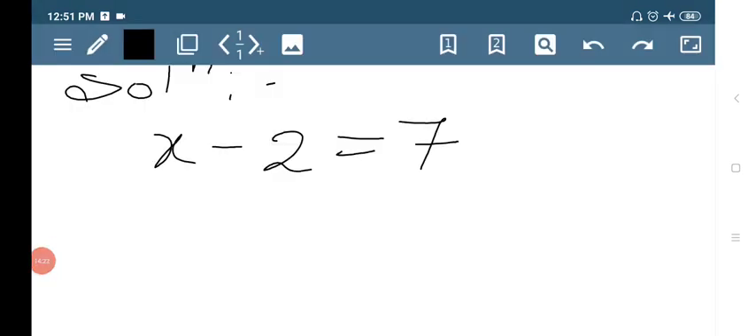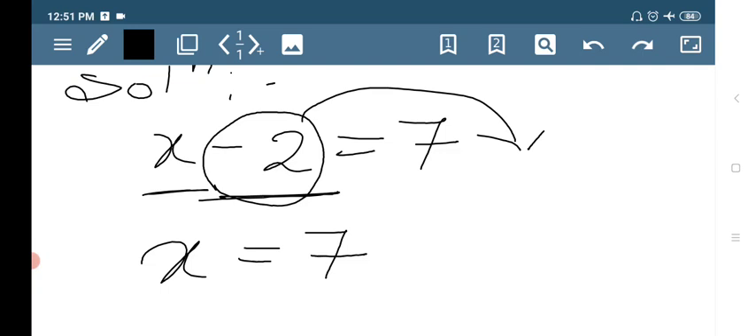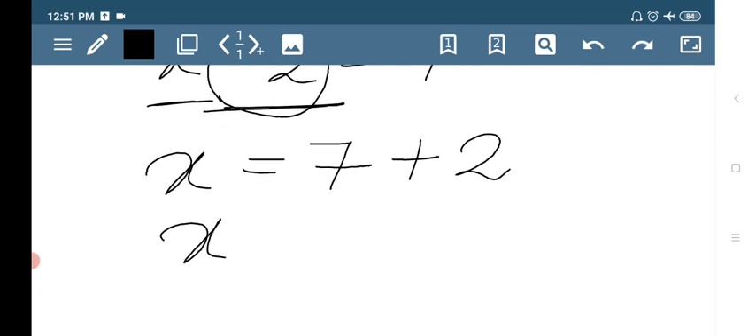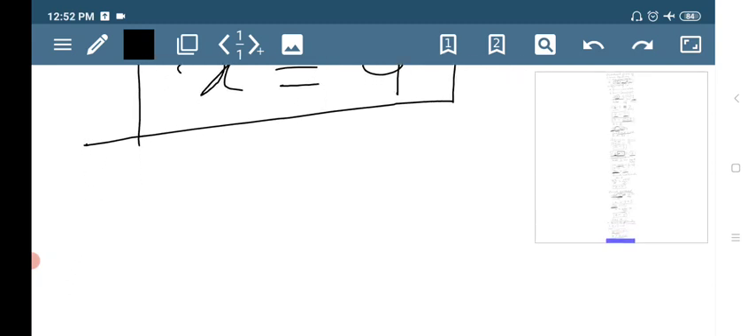Now what do we have to do first to find the value of x? Remove this minus 2, so I can send this from LHS to RHS. What happens? The minus 2 becomes plus 2. x is equal to 7 plus 2, so now it is x is equal to 9. Right? Therefore the value of x is 9.